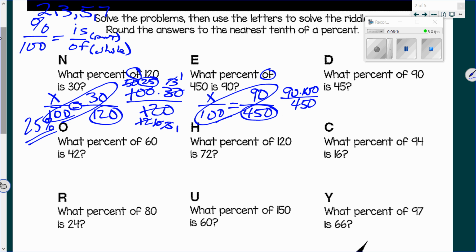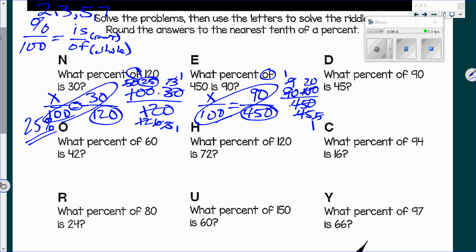Anybody see an easy 10? 90 and 450, right? So we'll divide those by 10, which gives me a 45 and a 9. What about 9 and 45? Oh, 5. 1 and 5. I divide them both by 9. So 9 divided by 9 is 1. 45 divided by 9 is 5. Now I've got a 5 and a 100. Can I divide those both by 5? Yes. 5 divided by 5 is 1. 100 divided by 5 is 20.